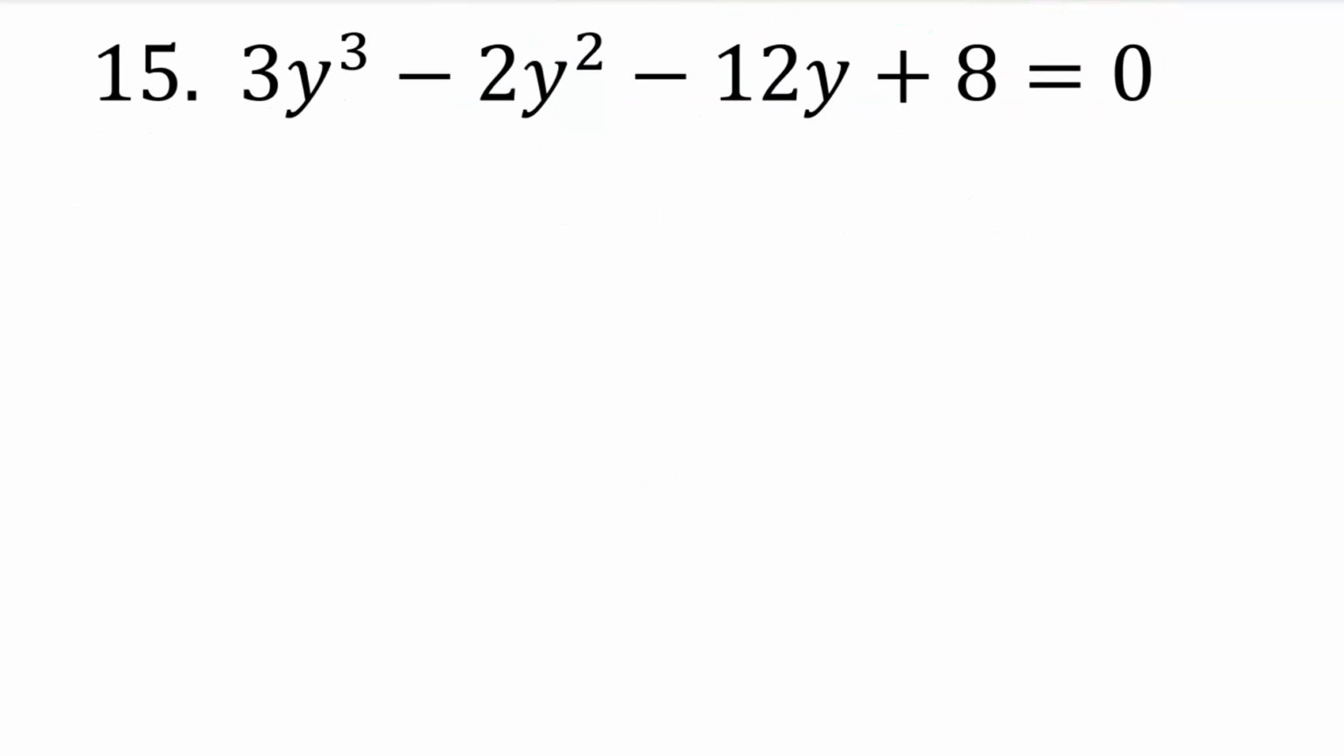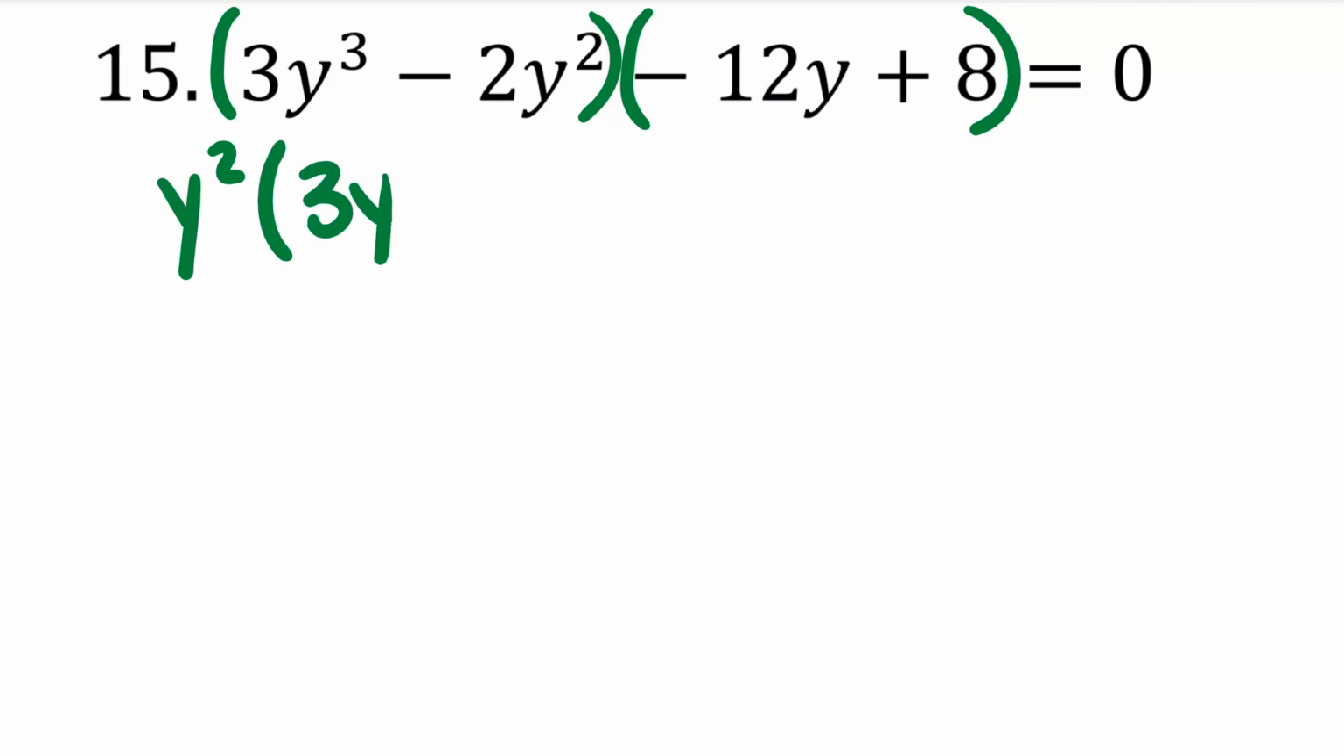Number 15. Do not freak out just because there's 4 things, okay? When there's 4 things, we need to group them first, and then we'll start factoring and see where we go from there, okay? This is kind of a spicy one. We'll see how this goes. So 3y cubed and negative 2y squared. I can take out a y squared. And then I have 3y left minus 2, okay.